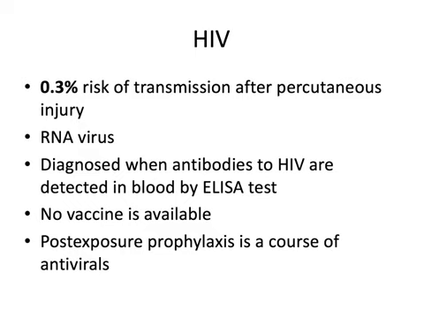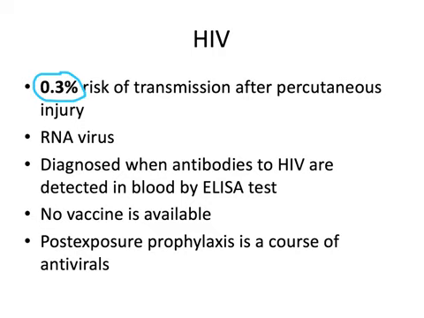All right, so next we have HIV. So we're no longer talking about the hepatitis family of viruses. Now we're talking about HIV, which is another RNA virus. This one has actually a very low risk of transmission, only 0.3% after percutaneous injury.